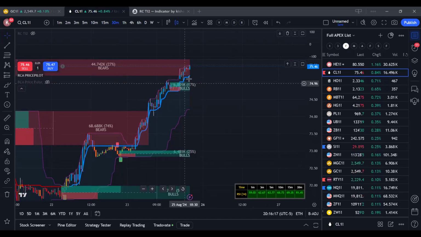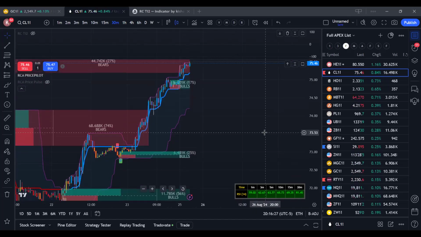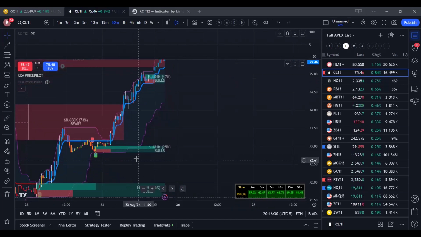So from here to here, it is nearly $3,000 to $4,000. From 72 to 75 is $3,000 for one contract. Right? Whenever you have a buy signal and you have a buy order block, that is a very good opportunity.